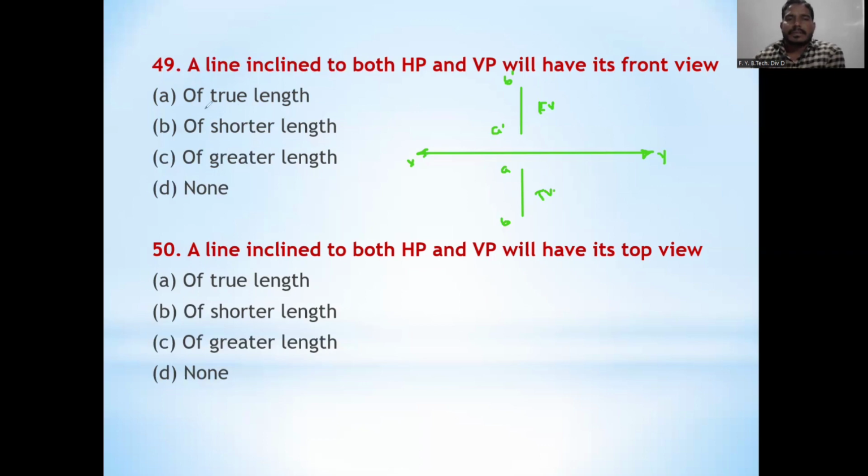Okay, we will check out the options now. What they have asked: front view, true length? It's not showing true length. Shorter length, it's correct. It's showing apparent length, meaning shorter length. So here option D is correct. Okay, we'll see the next one. A line inclined to both HP and VP will have its top view. Top view also does not show true length. Shorter length, correct. Option B is correct here, because if we observe, its top view is also giving its apparent length. So here option B is correct.